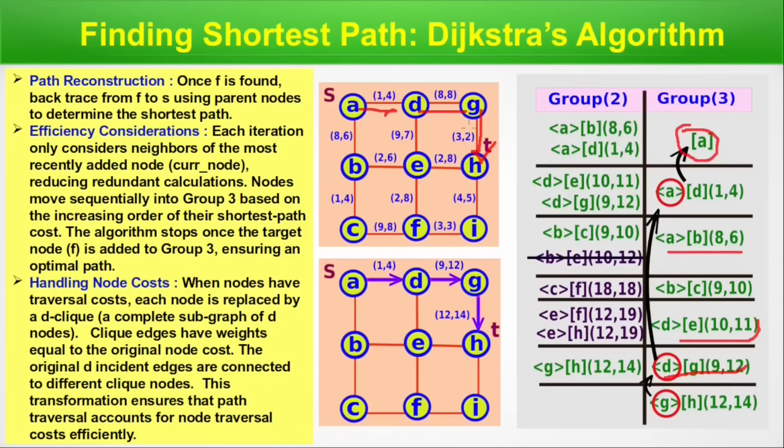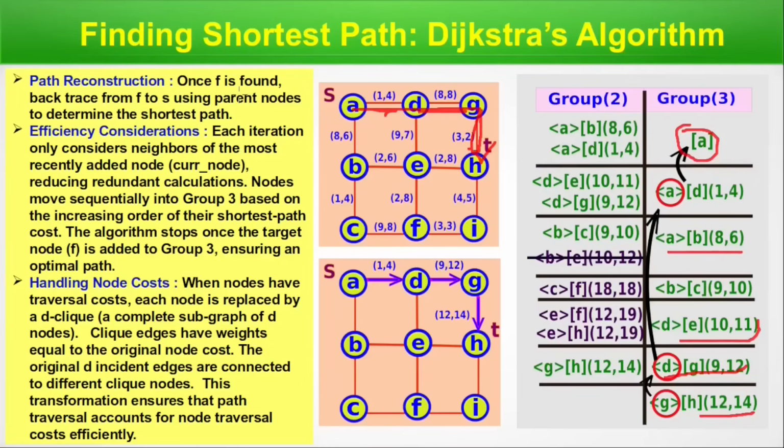Rather, G to H is 12, 14. D to G is 9, 12, and here it's 9, 12, and 9, 12 plus 3, 2, that is 9 plus 3, 12, and 12 plus 2, 14. This is a very small example of a graph. This is the least costly path, so we will move from S to T, that is A to H, through this path: A, D, G, H.